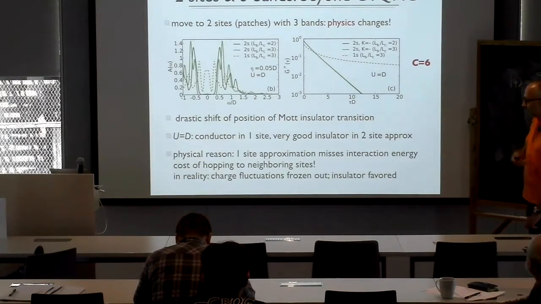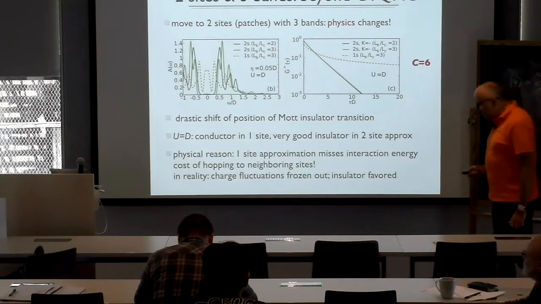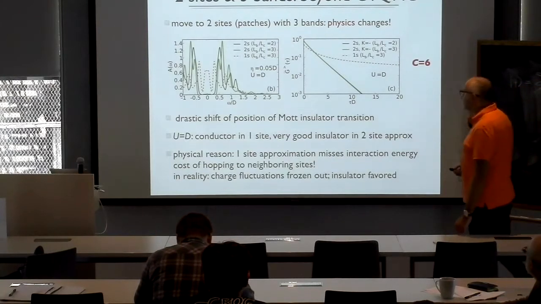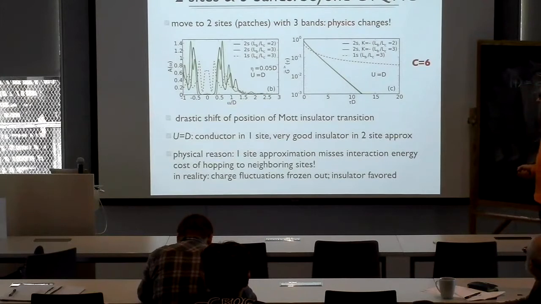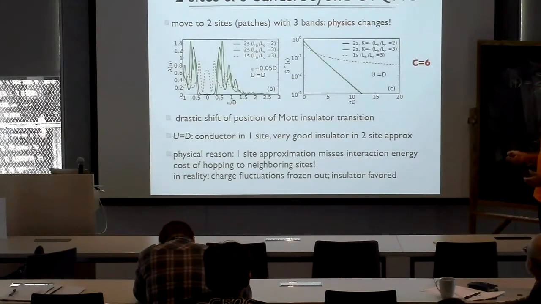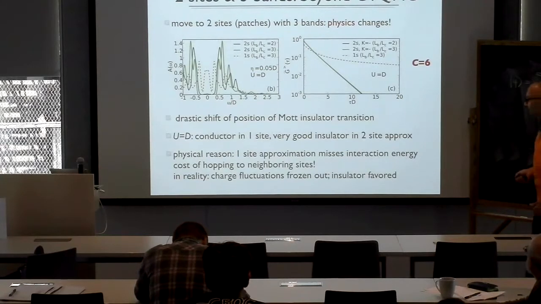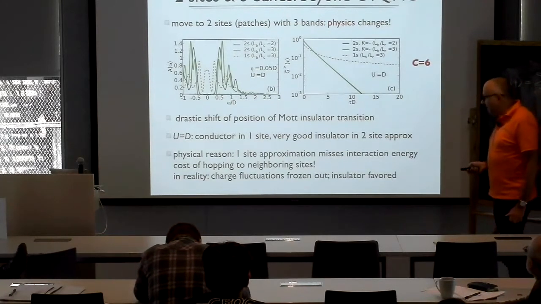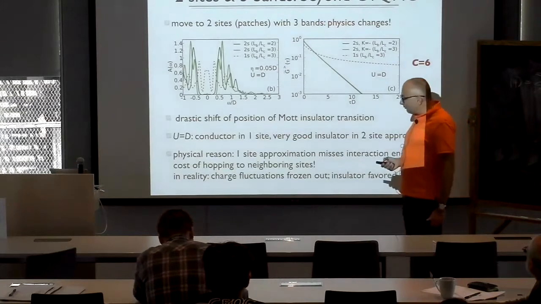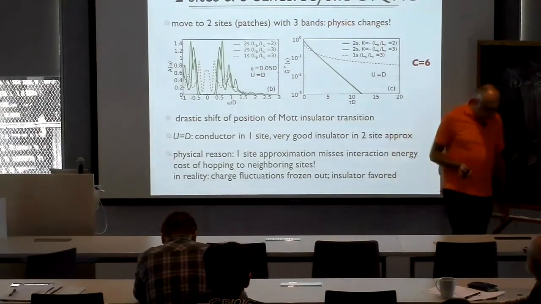The physics changes drastically from the system being conducting to being insulating, and the reason for that is that probably the DMFT approximation was too strictly suppressing the interaction energy cost of hopping to neighboring sites, which of course technically is somehow in there, but it seems not to the necessary extent. So, at that time we were extremely excited. We thought we could push forward a lot.